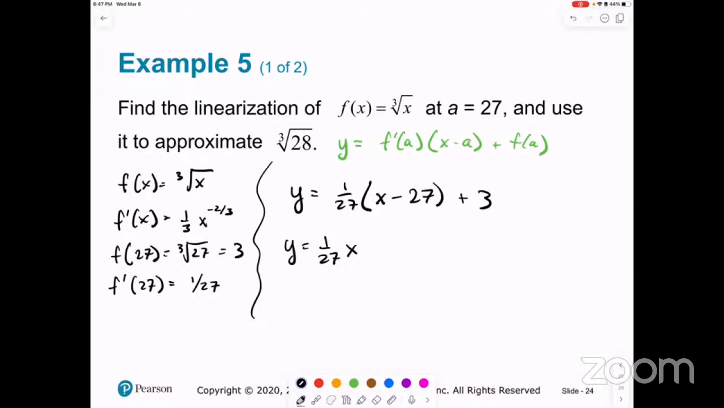Let me see, what is that? Minus 1 plus 3. So it looks like it's plus 2. So this should be the equation of the tangent line when x is 27 for the cube root function.